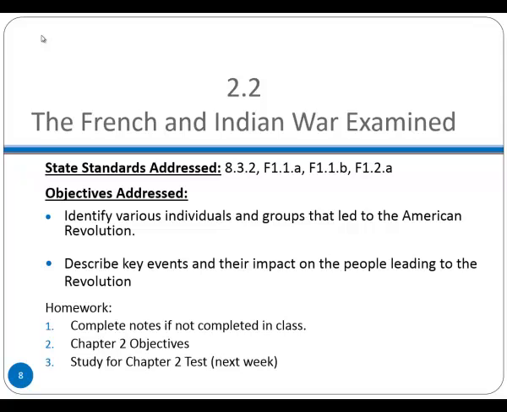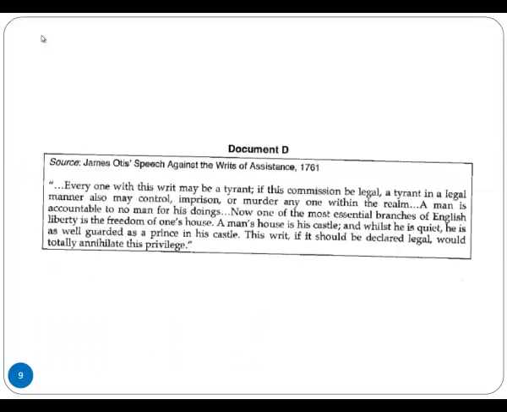The second objective on your sheet as a whole, as far as the two types of revolution, you can complete that and should have that completed by this point. Homework has been provided. You can see nothing's really changed there. The test is at some point next week, depending on sequencing and where we are with review in the class. So today we're looking at Document D.